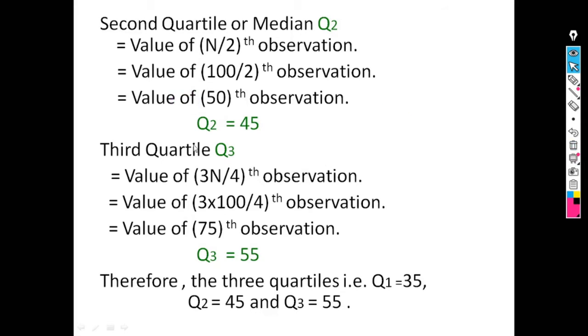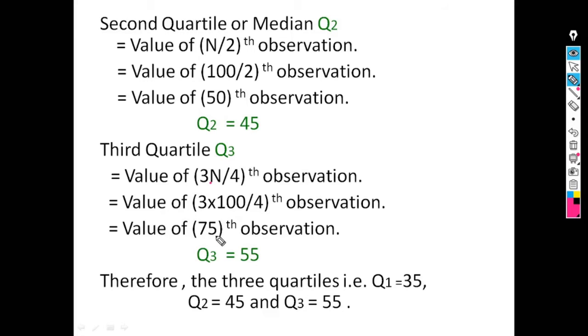Now Q3, or third quartile, or upper quartile. Its formula is the value of the 3n by 4th observation. Just substitute the value of n, that is 100. It is the value of 3 into 100 divided by 4. 3 into 100 is 300. 300 divided by 4 is equal to 75. So it is the value of the 75th observation.